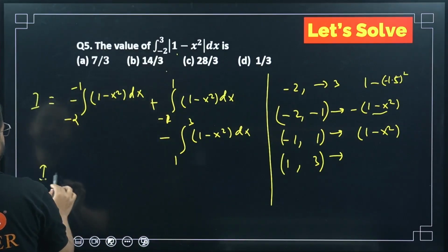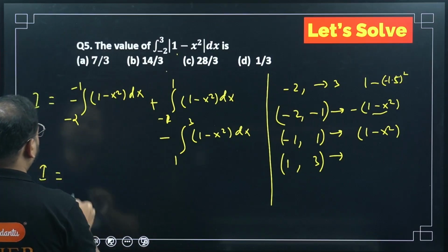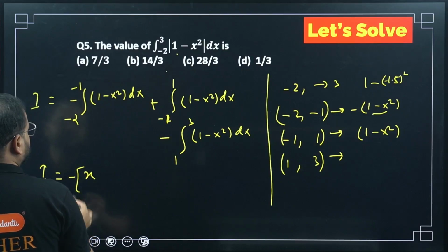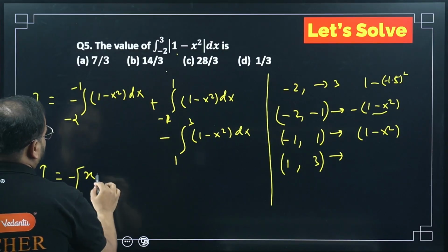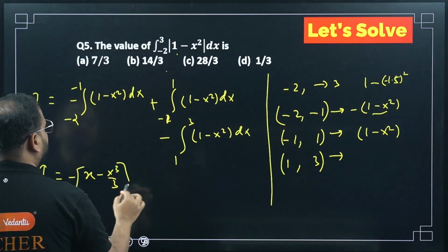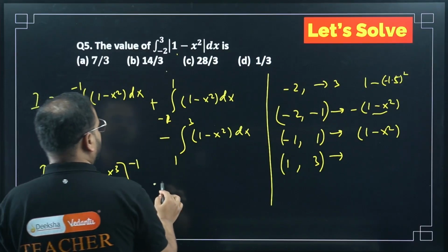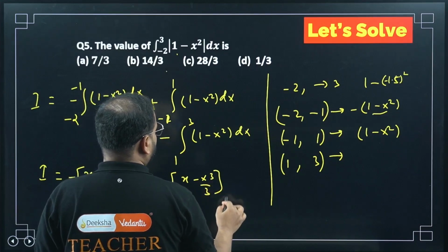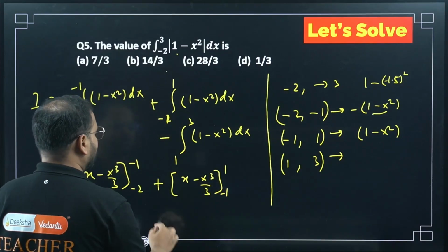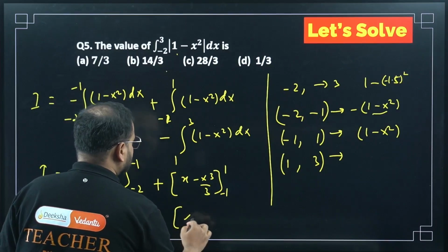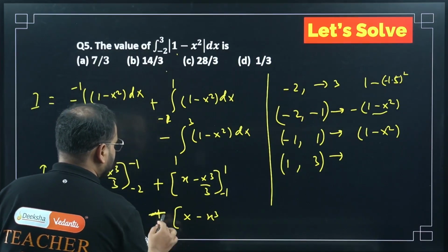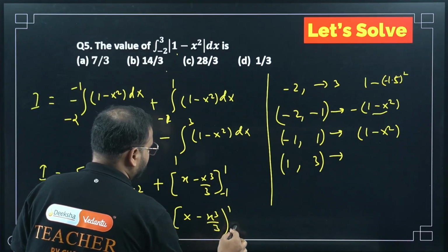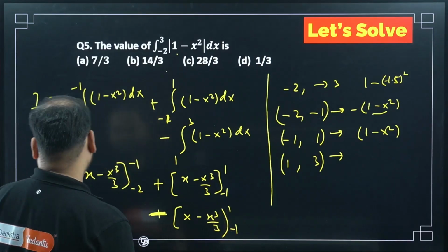Now please check here, okay? How much am I going to get? For the first one, I'll get x minus x cube by 3 with a minus sign outside, from minus 2 to minus 1. Over here, I get a plus sign: x minus x cube by 3, from minus 1 to 1. And the last one, same thing, but with the minus sign: x minus x cube by 3 from 1 to 3.